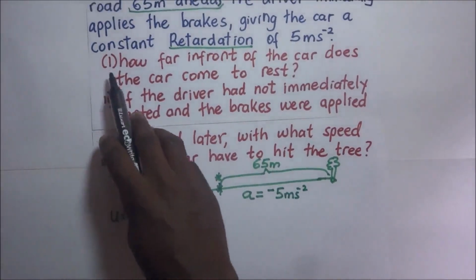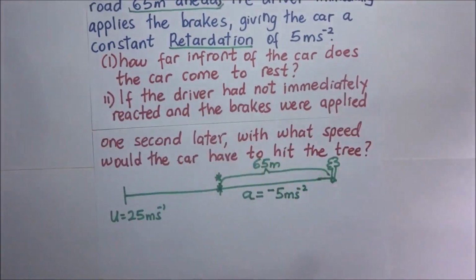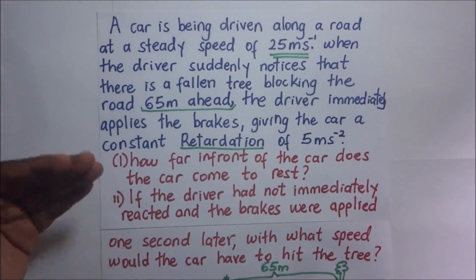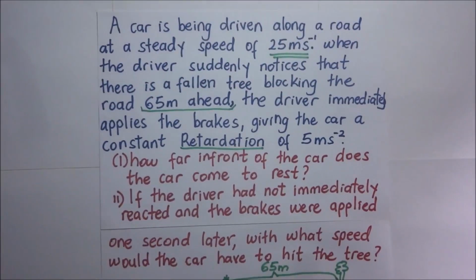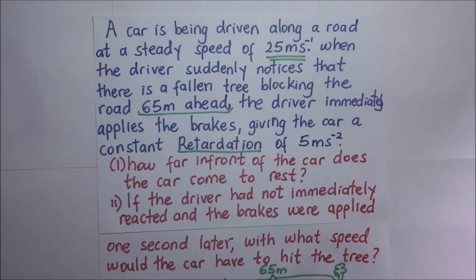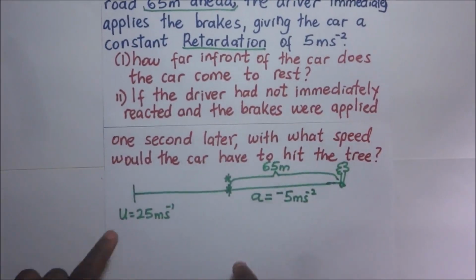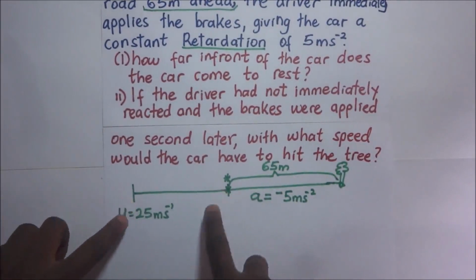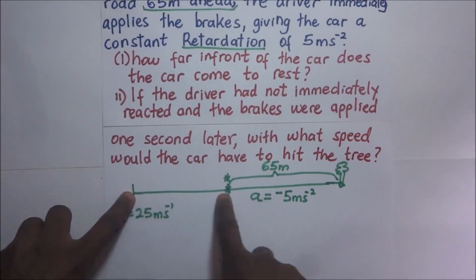They're asking us to find how far in front of the tree the car comes to rest. Let's take note of this. This question has two kinds of motion. It is all straight line motion, but we have straight line motion with constant velocity, then straight line motion with constant acceleration or deceleration. In the first portion of the journey, the car was moving at a constant velocity of 25 meters per second.